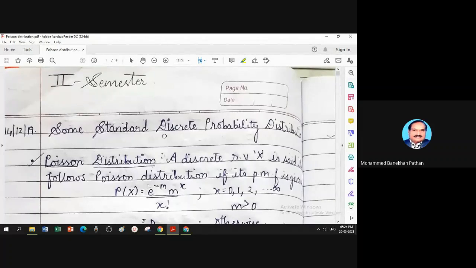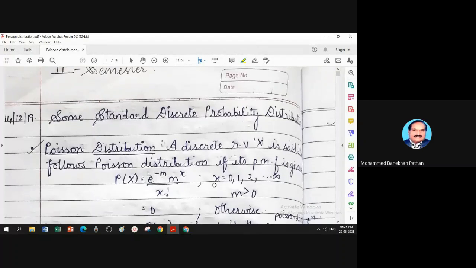In continuation of them, we have 2 more distributions in first year. Number 5 is a Poisson distribution, which is on the screen. And number 6 is a geometric distribution. The difference between semester 1 distributions and semester 2 distribution is the range of random variable.